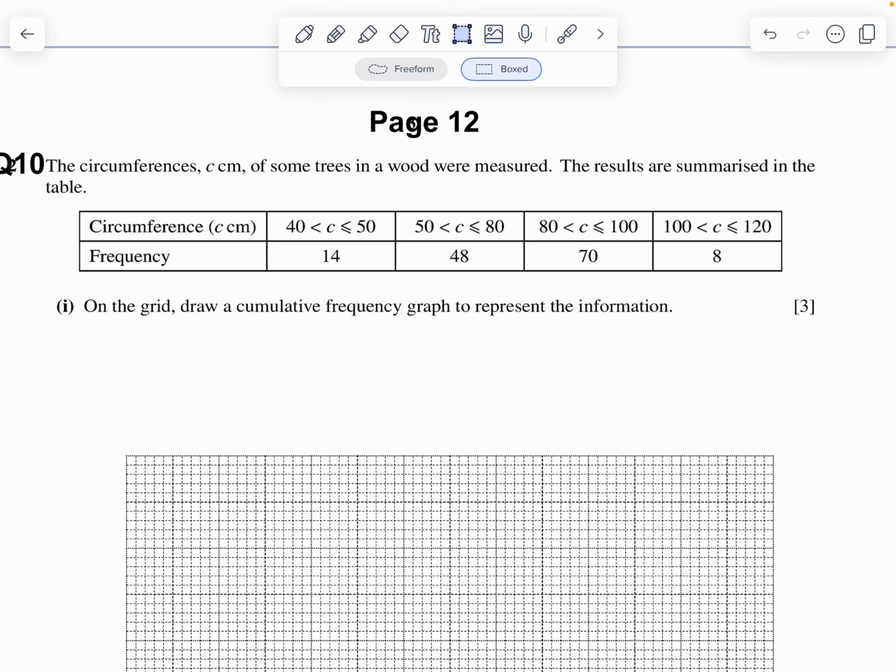So for this we have to draw a cumulative frequency graph. So let's try to draw the cumulative frequency graph. For drawing the cumulative frequency graph, first we need to make a cumulative frequency table. Cumulative frequency, this is 14, then it is 62, then it is 132 and 140.